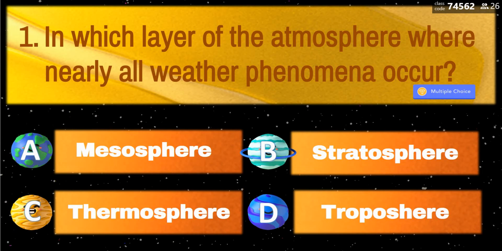Number 1. In which layer of the atmosphere do nearly all weather phenomena occur? Is it A. Mesosphere, B. Stratosphere, C. Thermosphere, D. Troposphere? Very good. That is correct. It is letter B. Stratosphere.